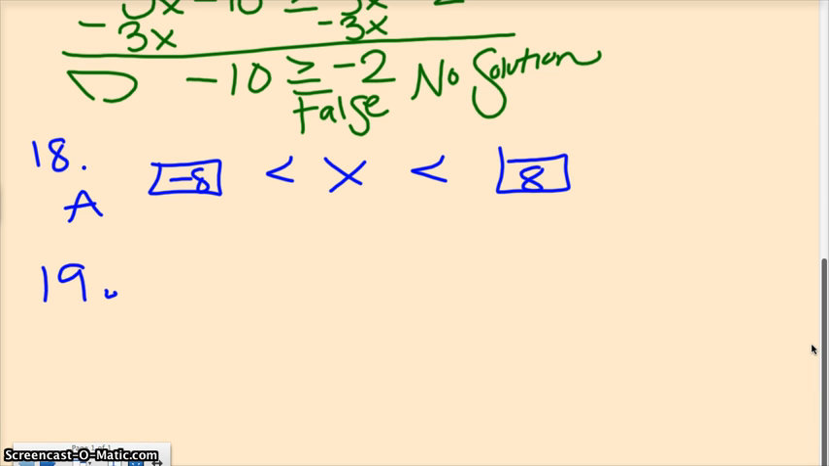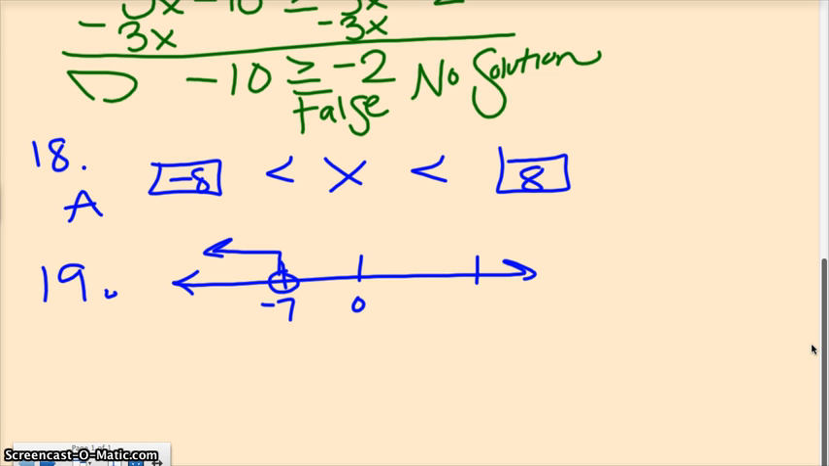19. All real numbers that are less than negative 7 or greater than 14. That tells me it's an or statement. So I have less than negative 7, so I can't equal it, or greater than 14. Greater than 14, it doesn't say I can equal 14 either, so it should look like this. So I should have an open circle at negative 7, an open circle at 14, and its match is C.